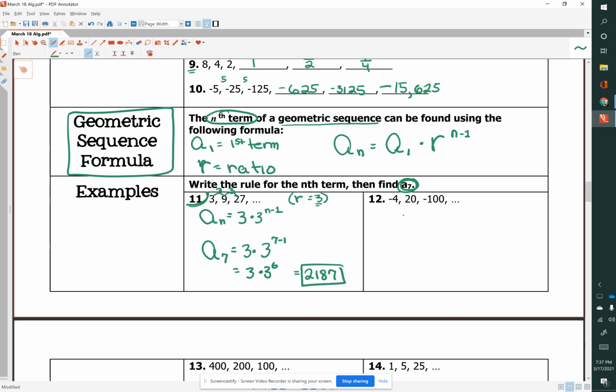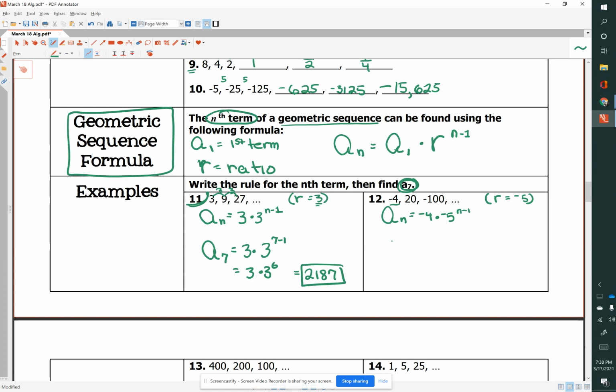So let's do one more. Let's find our common ratio first. To get from -4 to 20, we multiply by -5. To get from 20 to 100, we multiply by -5. So our ratio is -5. So a sub n equals the first term, -4, times the ratio, which is -5, raised to the 7 minus 1, or n minus 1 power.